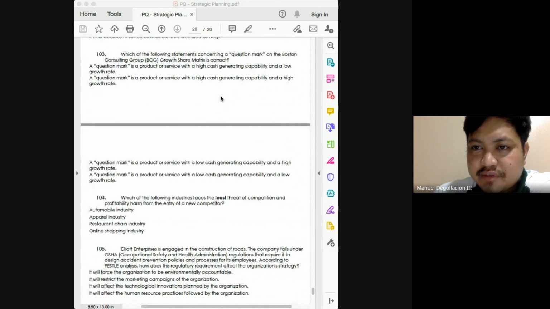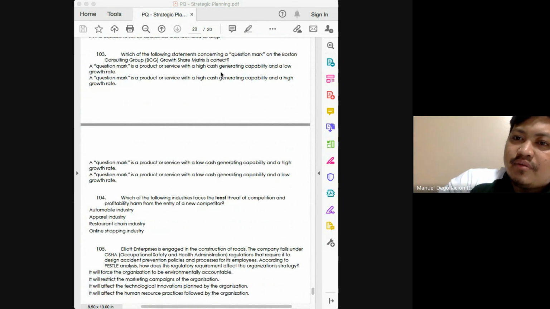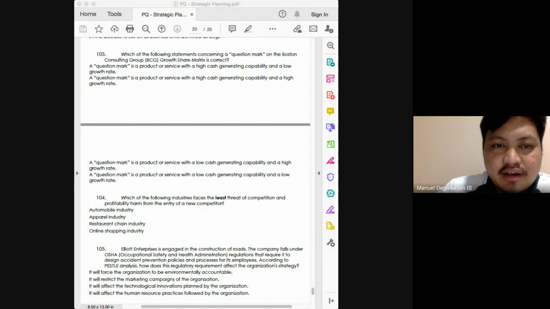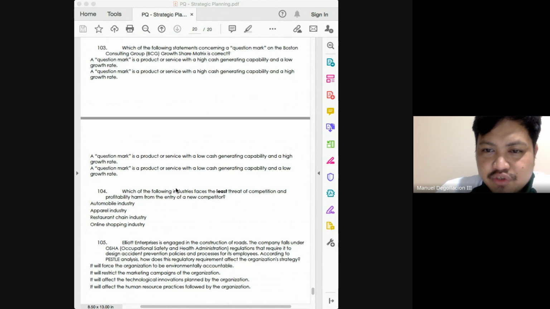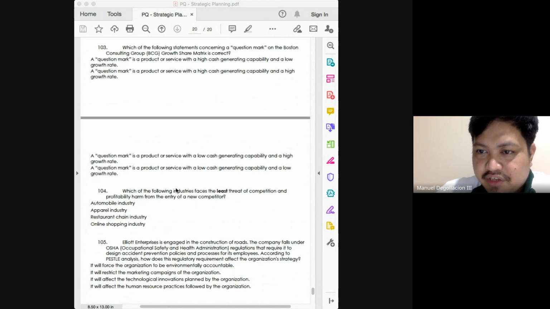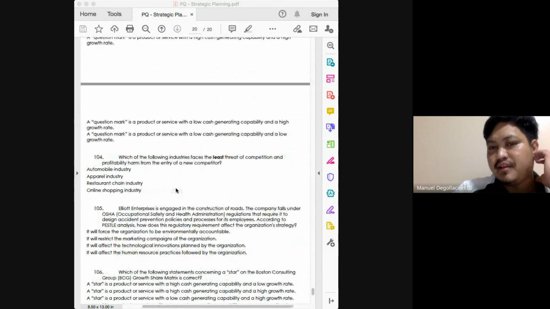103. Which of the following statements concerning a question mark on the Boston Consulting Group growth share matrix is correct? Question mark, high growth, low share. Okay, so the answer here would be third choice. A question mark is a product or service with a low cash generating capability and a high growth rate.